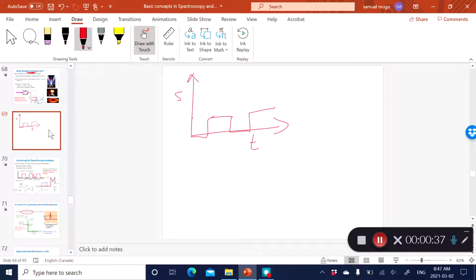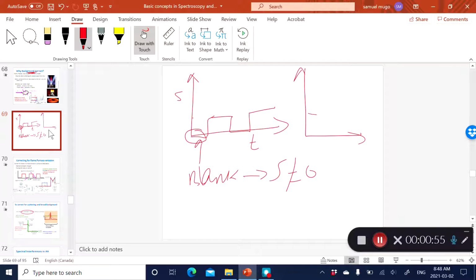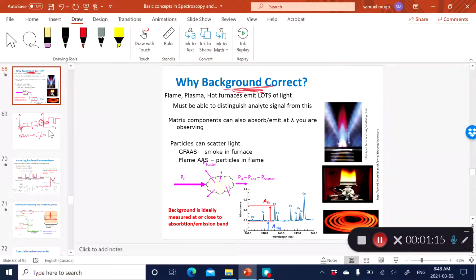Meaning that when there is no analyte, or when there is the blank, you essentially have a signal equal to zero. However, we know that's not really the case, because in real life, typically you've got a situation that looks like that. Meaning, even when you're running the blank, there is still a little bit of signal that is related to the blank.